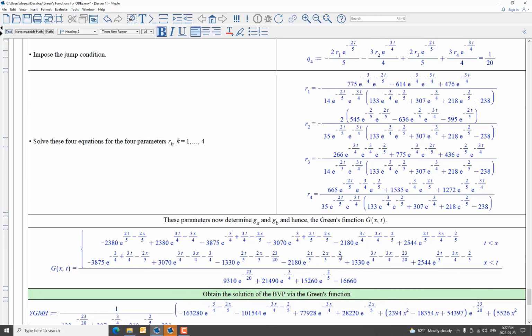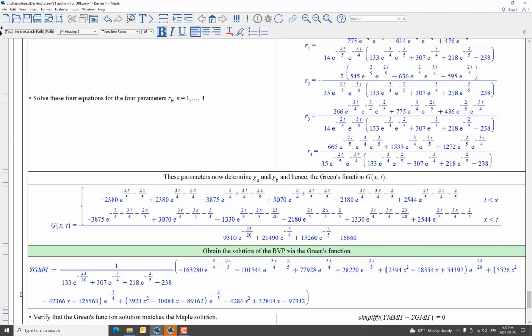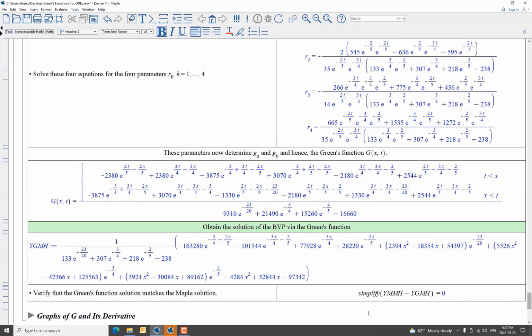This is what the Green's function looks like. Now I'll use the Green's function to compute a solution. Y Green's function mixed homogeneous. So this is the solution that we obtained from the use of this Green's function, which we obtained from this recipe that we just went through. Compare that to the Maple solution. Y Maple mixed homogeneous. Compare, difference, 0. The Green's function stuff works.